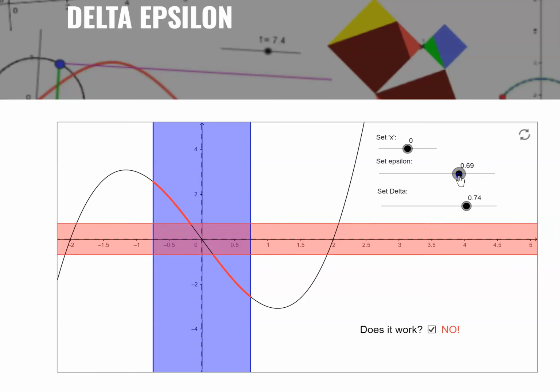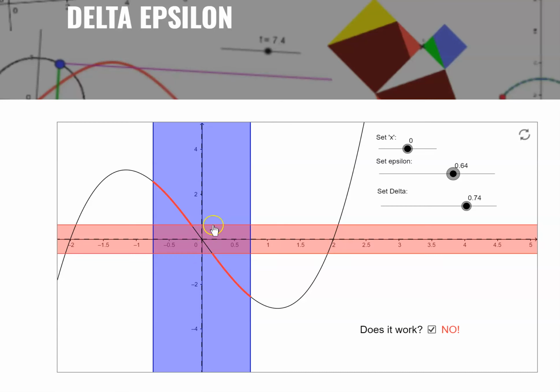You can either click and drag, or if you click on each slider, you can use the arrows on a keyboard. And then you can set delta. What we see here is the horizontal region represents the epsilon. So this region is 0, because that's my x value, plus 0.64 and 0 minus 0.64. So that represents from negative 0.64 to positive 0.64.